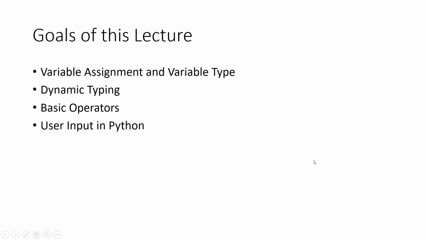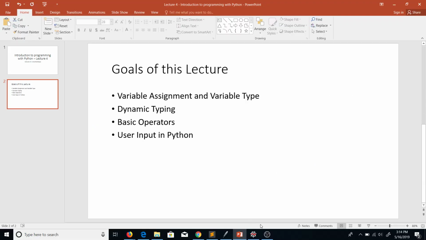This is lecture 4. In this lecture, I'll talk about variable assignment and how to find variable type, what is dynamic typing, some basic operators in Python, and how to deal with user input in Python. So let's quickly go to Spyder to get started.